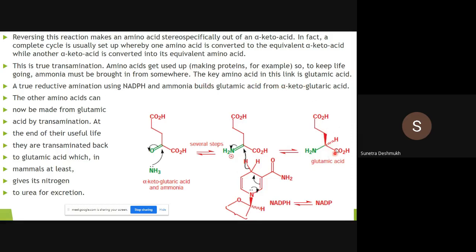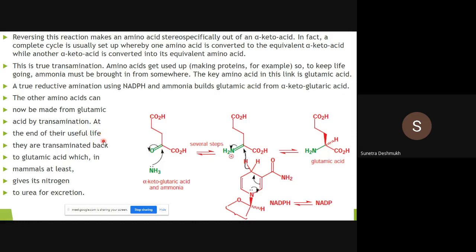So we'll see how glutamic acid is synthesized with the help of NADPH. Okay, what is the role of NADPH in the synthesis of this amino acid, glutamic acid? A true reductive amination using NADPH and ammonia builds glutamic acid from alpha ketoglutaric acid. So here is alpha ketoglutaric acid and ammonia. Okay, how these two react with each other: treatment of this carbonyl compound with ammonia generates the carbon-nitrogen single bond. It's a reductive amination we have done here with the help of NADPH. Okay, the other amino acids can now be made from glutamic acid by transamination.